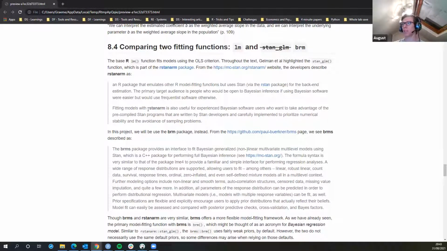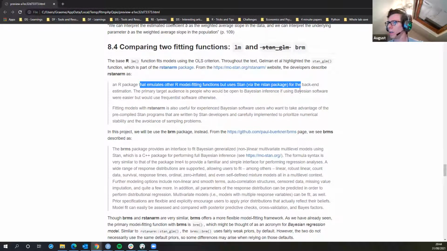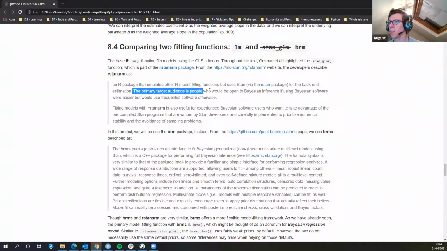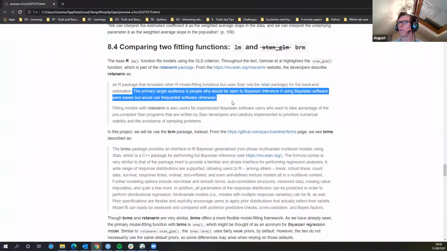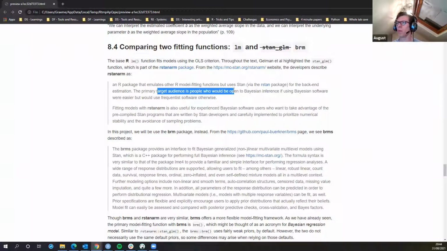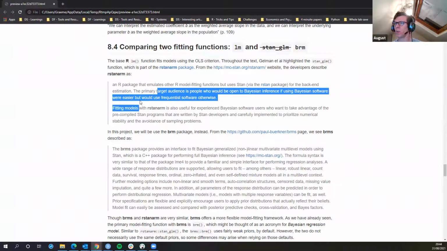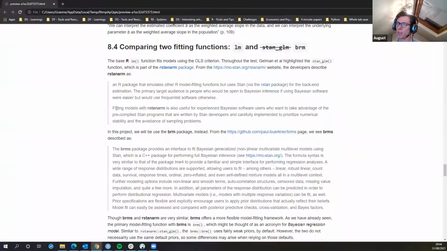Throughout the text, Gelman highlights the stan_glm function, which is part of the rstanarm package. The package emulates other R modeling functions but uses Stan for the backend estimation. The primary target audience is people who would be open to Bayesian inference if Bayesian software were easier, but would use frequentist software otherwise. Yeah, okay. Fitting models with Stan is also useful in experience.